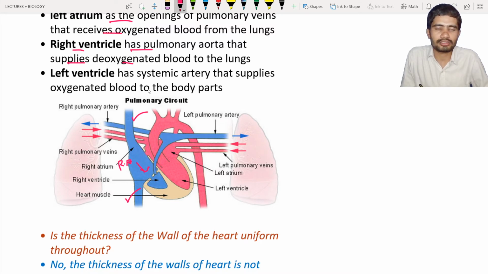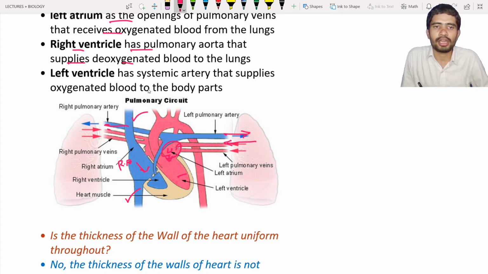So when the right ventricle is filled, what will happen? This deoxygenated blood will be supplied to the lungs, left and right lungs. As a result, the blood is sent for oxygenation, and then it carries the oxygenated blood to which chamber? The left atrium. The left atrium receives oxygenated blood from both lungs, and when the left atrium is filled with blood, the blood will be pumped to the left ventricle, and from the left ventricle the blood will be pumped to all body parts.